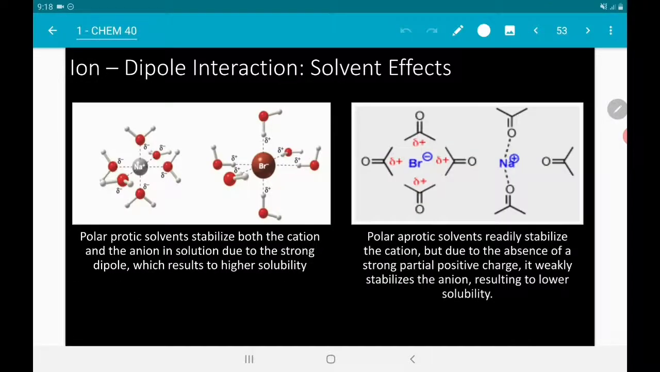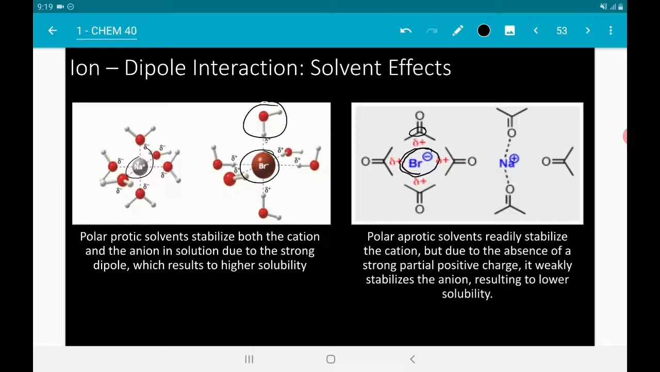So, ion-dipole interaction is very sensitive to the solvent nature. Polar protic solvents stabilize both the cation and anion kasi malakas ang partially positive and partially negative ng iyong solvent. So, nasta-stabilize niya pareho yung solute, okay, yung solute cation tsaka yung solute anion. However, kapag hindi ka protic or wala kang OH, NH, or FH bond, hindi mo masyadong ma-stabilize si anion kasi wala kang hydrogen na partially positive. Ang meron kang partially positive, yung carbon, which is weakly positive. Okay? Ang mangyayari, yung anion mo, magiging unstable.